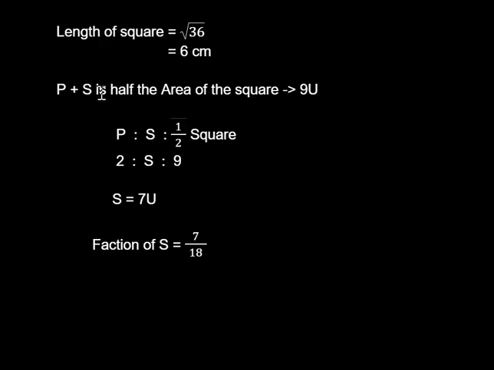So we know P plus S is half the area of the square. The area of the square is 18 units, so half is 9 units. P is 2 units, so S must be 9 minus 2, which is 7 units. Hence the fraction of S is equal to 7 over 18. So that's the answer for part B.